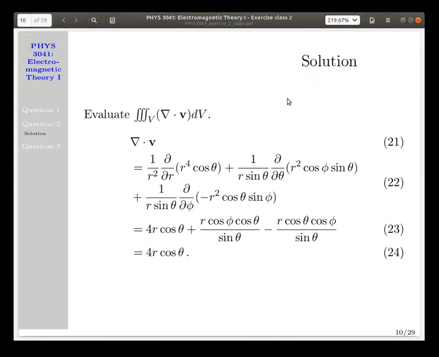So first we try to evaluate the left-hand side of the theorem. Because the vector field is different in the spherical coordinates, you have to use the divergence in spherical coordinates to compute it. I have given you the formula in the question, so there shouldn't be any problem. You just plug in the vector field V into that expression, and then you should get the divergence of that vector field to be 4r cosine theta.